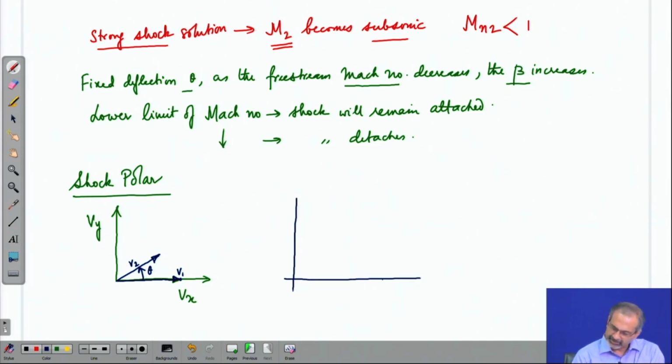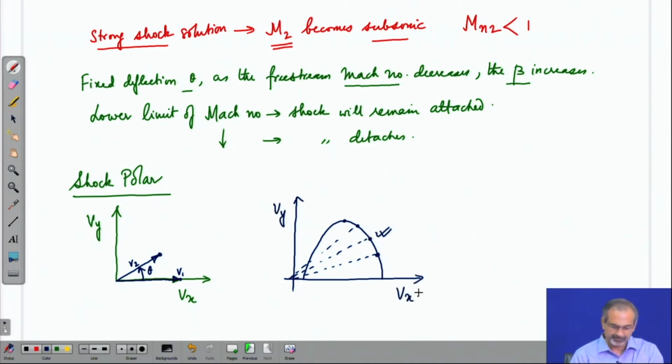So, you end up getting a locus of points like this, which may look more like this, and then what you are doing is taking these points and plotting to generate this locus, which basically means that you are looking at different thetas, what the solution looks like. So, the V2s corresponding to the different thetas are giving you this locus. That forms what is called a shock polar.